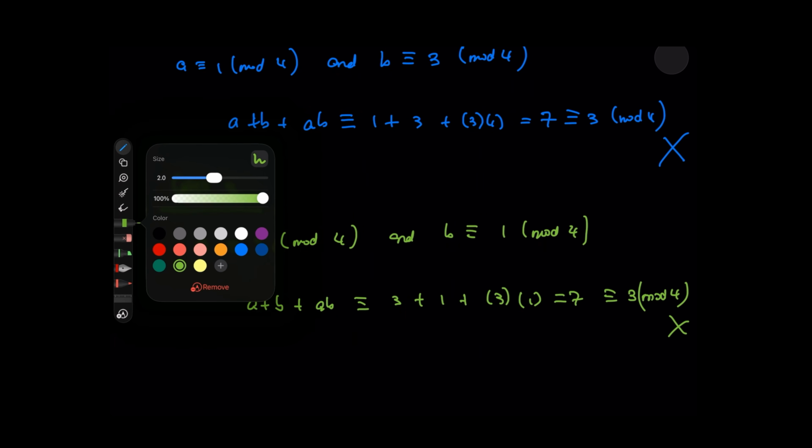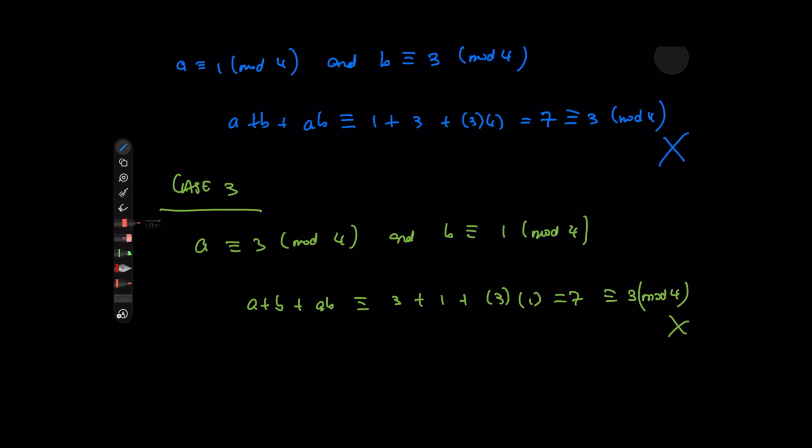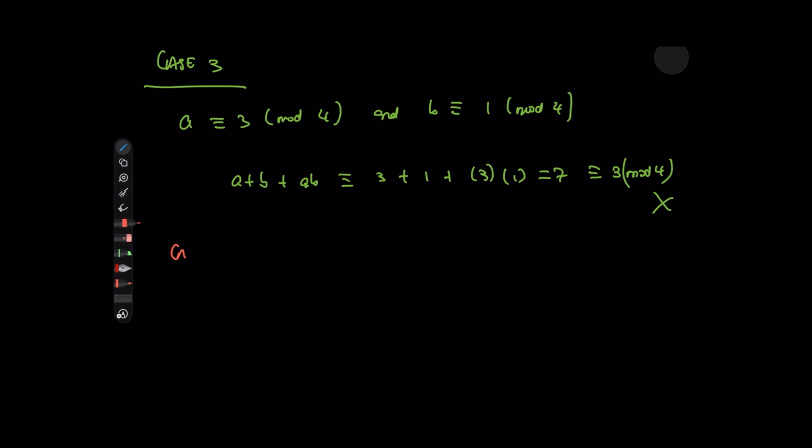Let's go again. The last possible case will be where we have a is 3 and b is 3 as well. So I'll have a is congruent to 3 mod 4, and b is congruent to 3 mod 4.